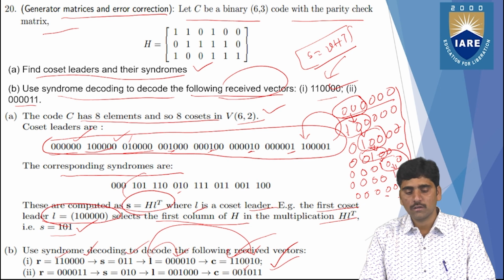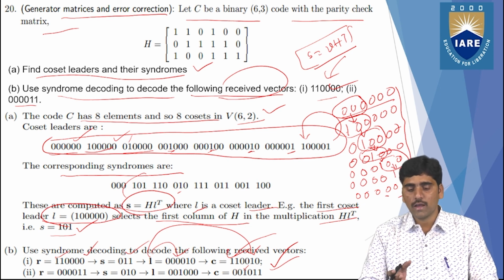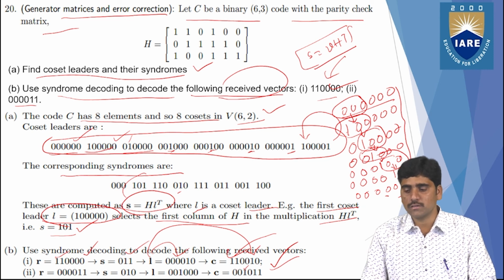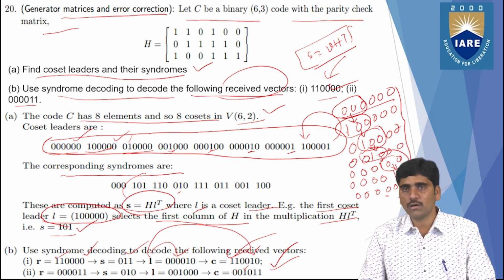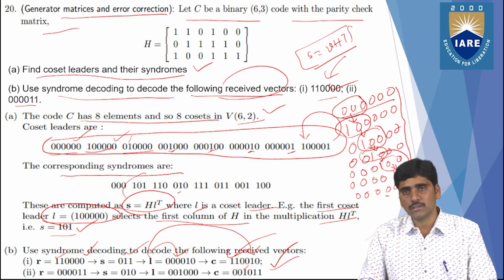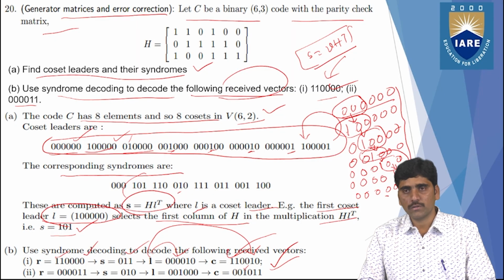So like this, we'll have all these types of problems with a generator matrix, syndromes and syndrome vectors. With all this, we find the syndrome decoding of the vectors, finding the coset leaders and their syndromes. So that is all about syndrome decoding.